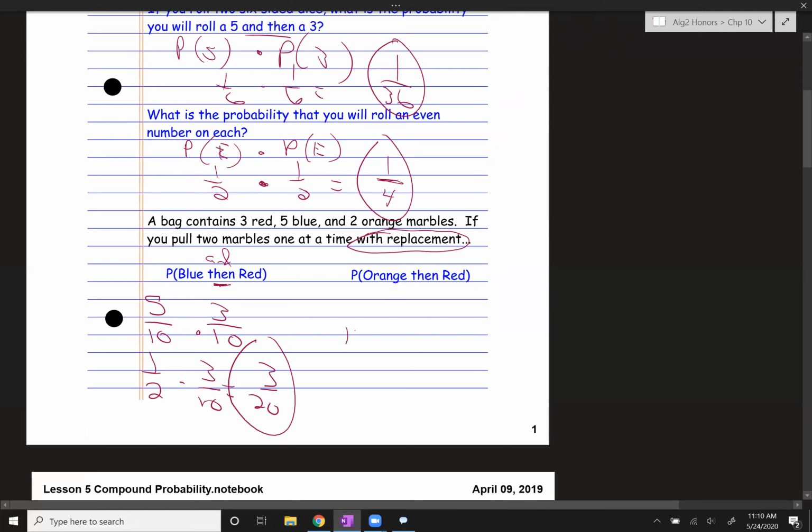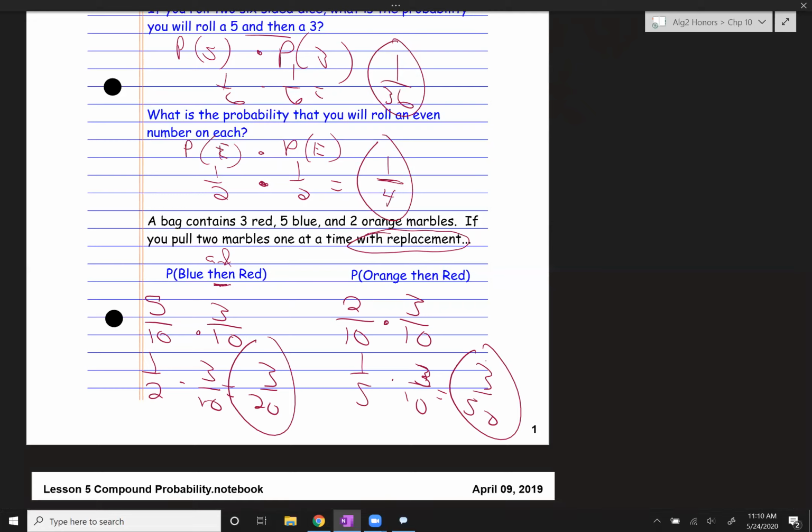And orange. So orange was only 2 of them. Okay, and the red, we put it back, so it's still out of 10. The red was 3. All right, I'm still going to reduce over here. 1/5 times 3/10. If you want to do it in the end, you totally can. 3/50. Okay, that means 3 times we're successful and 47 times we are not. Remember that from odds as well.